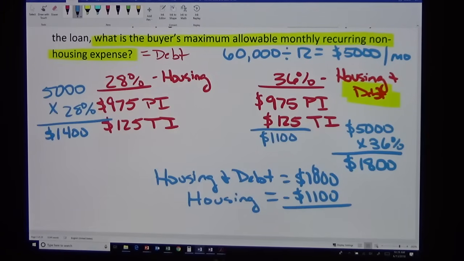Could we not just subtract that to figure out how much we could afford for debt? So we can afford $1,800 for housing and debt minus the $1,100 for just housing. That gives us maximum monthly debt of $700. So that's a maximum amount we can afford in monthly debt payments, $700, or non-housing payments. It means the same thing, $700.